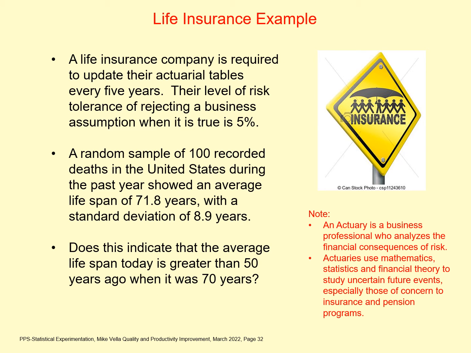How about another example? A life insurance company is required to update their actuarial tables every 5 years. Their level of risk tolerance of rejecting a business assumption when it is true is 5%. A random sample of 100 recorded deaths in the United States during the past year showed an average lifespan of 71.8 years, with a standard deviation of 8.9 years. Does this indicate that the average lifespan today is greater than 50 years ago when it was 70 years?